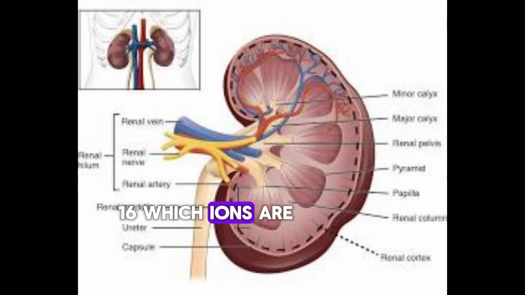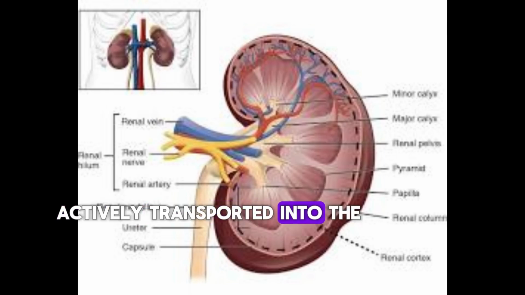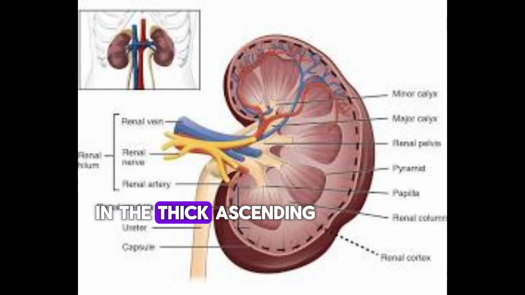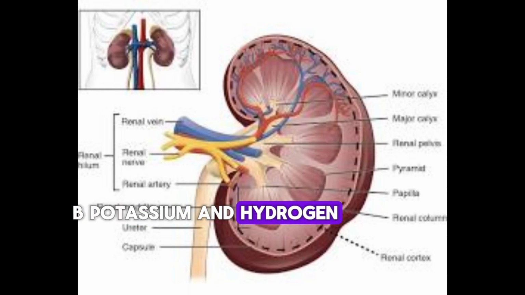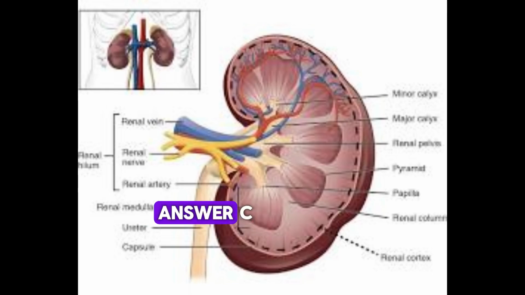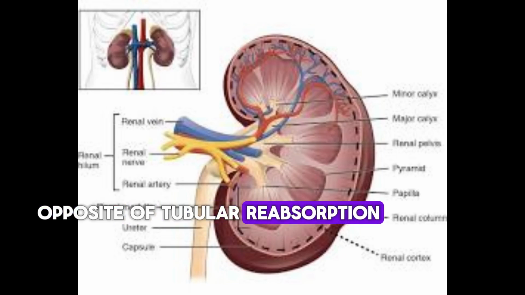16. Which ions are actively transported into the interstitial fluid in the thick ascending loop of Henle? A. Calcium and magnesium. B. Potassium and hydrogen. C. Sodium and chloride. D. HCO3 and NH4. Answer C. Sodium and chloride.